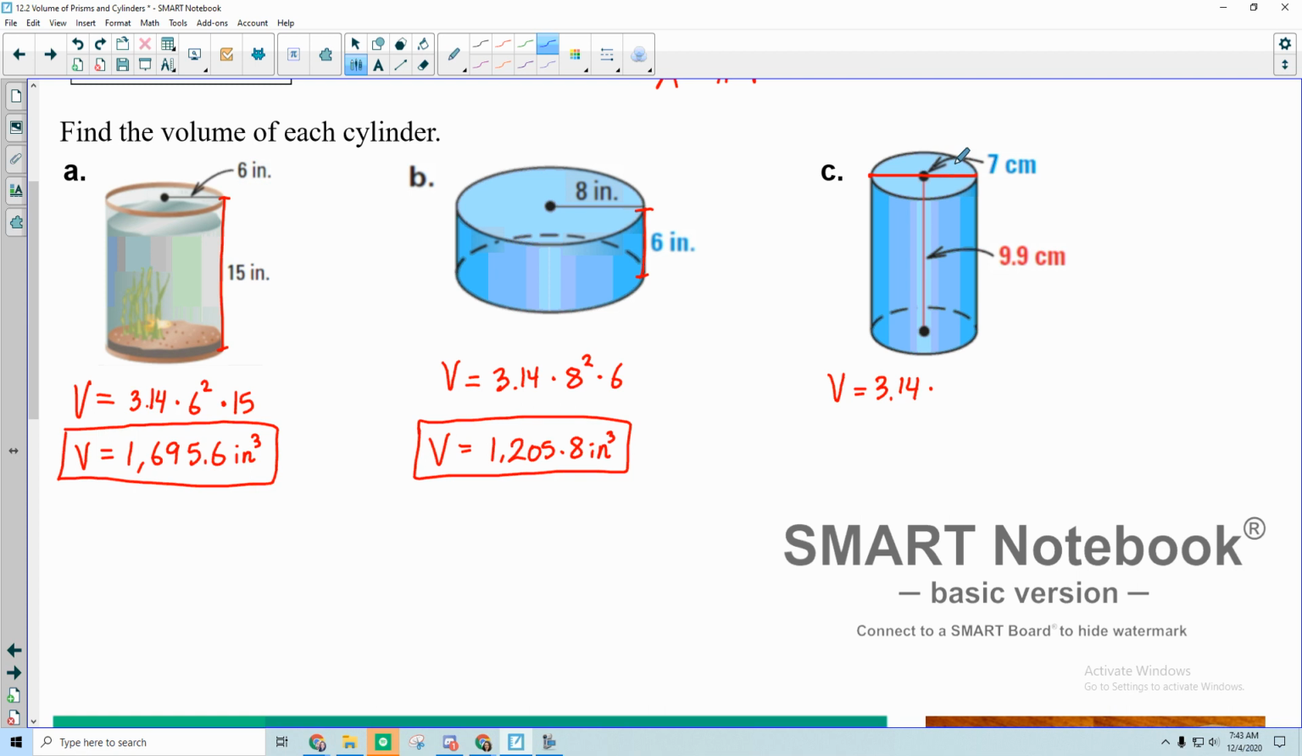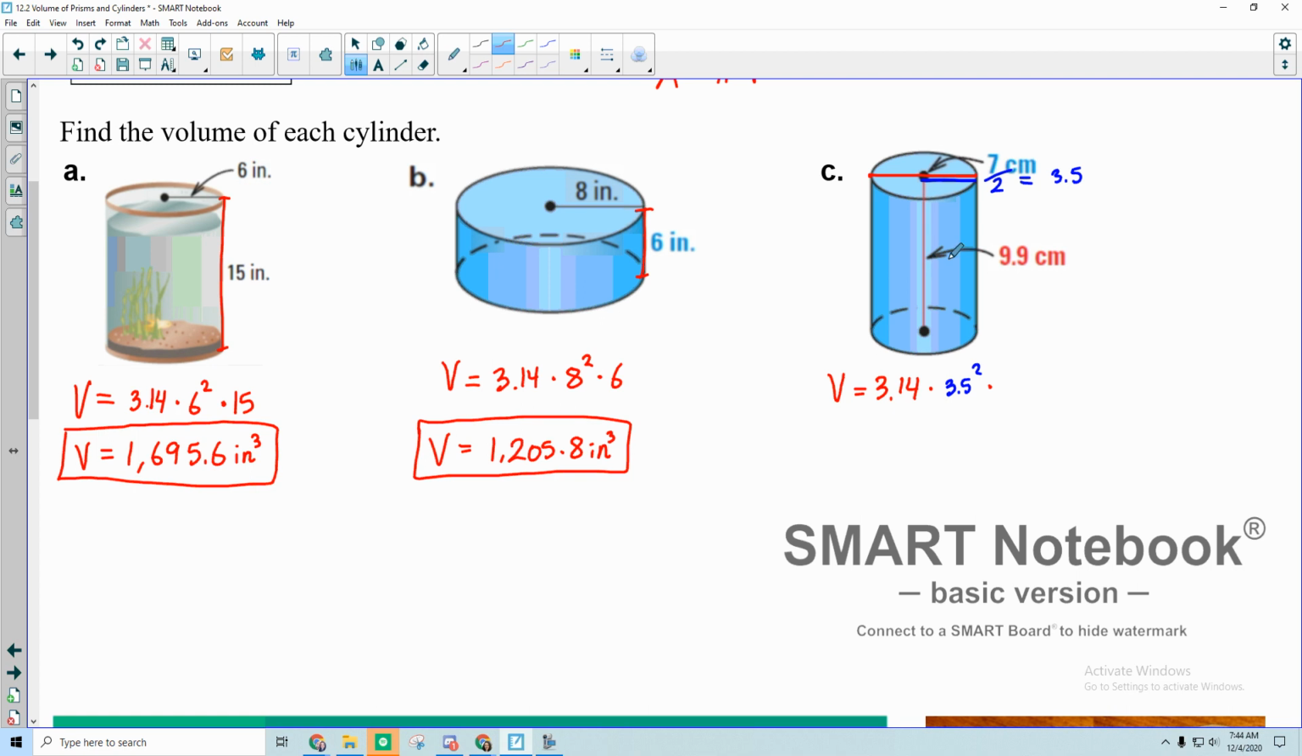So if that's the diameter, what's the radius then? Okay, so if you remember the relationship between the diameter and the radius, if I just take the diameter and I divide that by 2, then I get the radius. Okay, if I cut that in half, that would be the radius. So that would be 3.5. Okay. So multiply this by 3.5. Again, make sure the radius is squared, so 3.5 squared. And then we'll multiply that by the height.